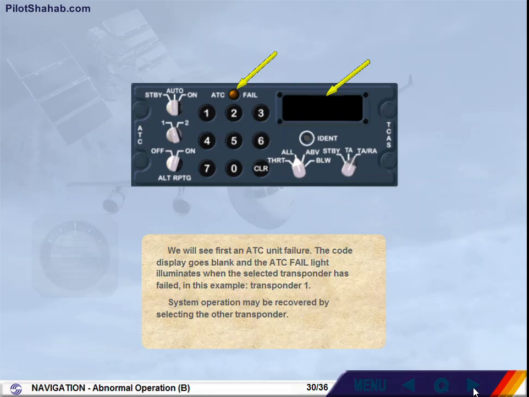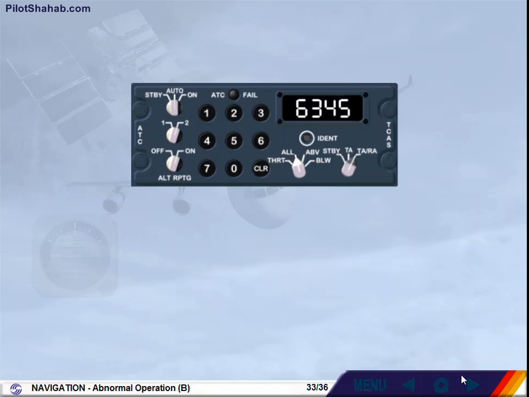Select transponder 2. With the selection of the second transponder, the code reappears in the display and the ATC fail light extinguishes. The ATC TCAS unit is again fully operational. We will continue with the weather radar failure messages.